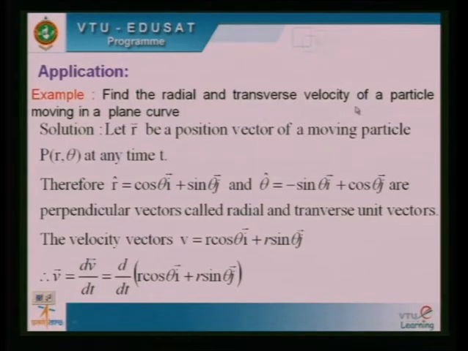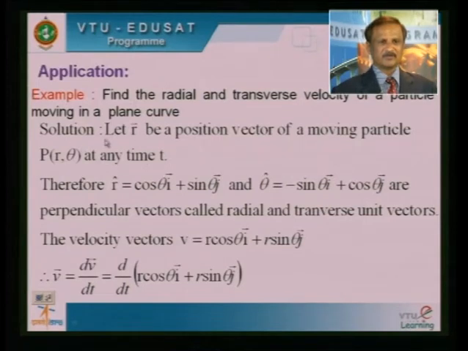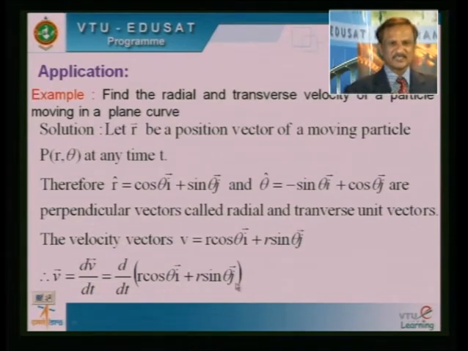Find the radial and transverse velocity of a particle moving in a plane curve. Here they have not given the vector function, we want to write down the vector function. Let r be the position vector of a moving particle. You can take P as (r, theta) at any time t. Therefore e_r is equal to cos theta i plus sin theta j, and e_theta is equal to minus sin theta i plus cos theta j, the perpendicular vectors called radial and transverse unit vectors. So we want to calculate velocity and acceleration. Velocity means v is equal to dr by dt, or d by dt of r cos theta i plus r sin theta j.